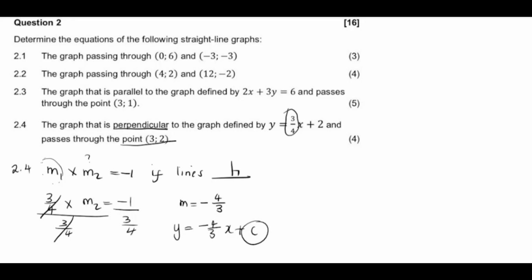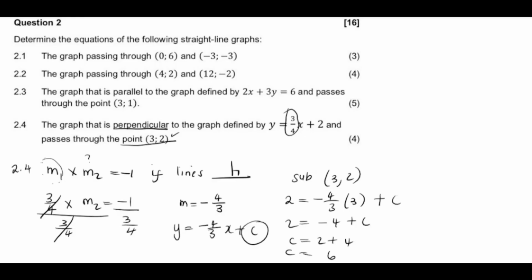Now let's find the value of c by substituting in our point (3, 2). So our equation is now 2 is equal to negative 4 over 3 times (3) plus c. Let's solve for c. 2 is equal to negative 4 plus c. C is equal to 2 plus 4. C is equal to 6. So that means the equation of our line is y is equal to negative 4 over 3x plus 6.